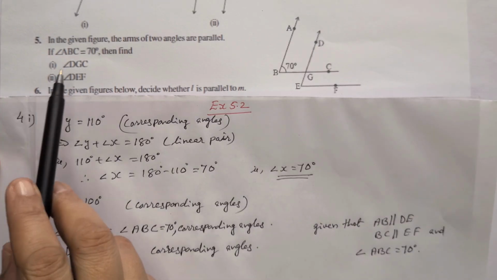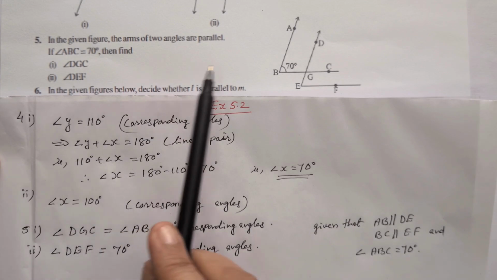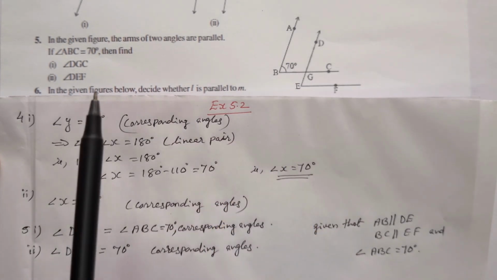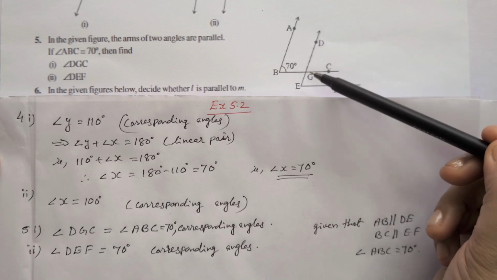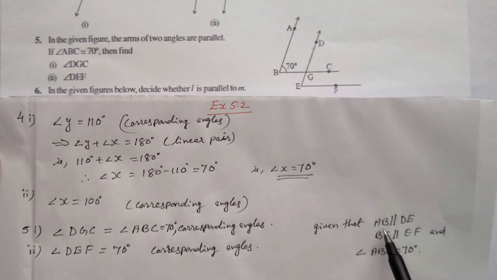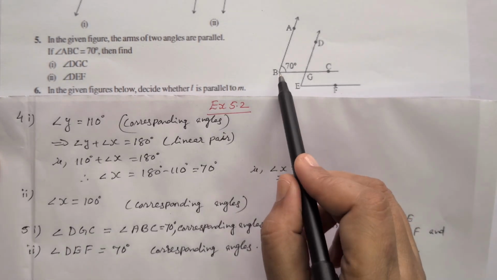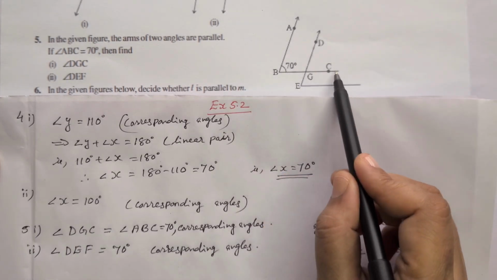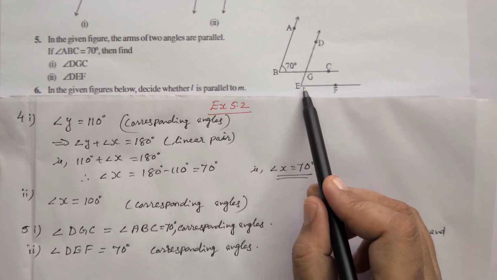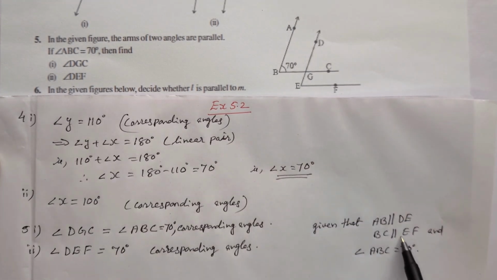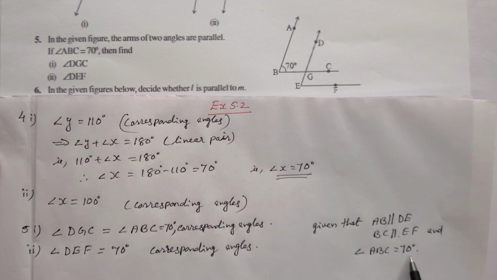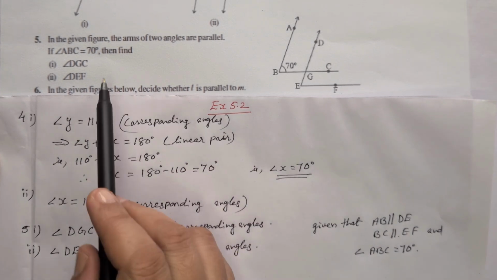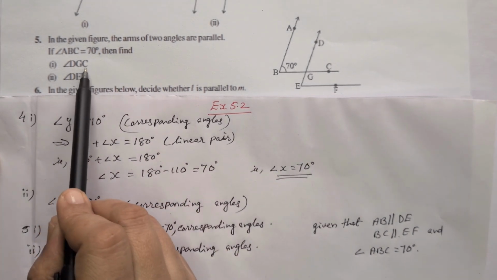Question number 5. In the given figure, the arms of two angles are parallel. Arms means AB, and corresponding way the second angle's arm DE. So we can write, given that AB is parallel to DE, and the second arm of the first angle BC, corresponding way the second angle's arm EF. So BC is parallel to EF. And here given angle ABC is equal to 70 degrees. Now we have to find angle DGC.